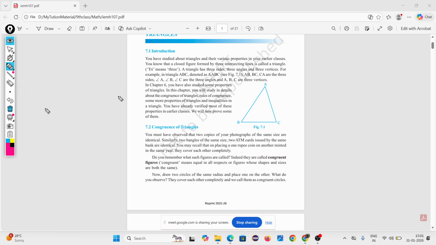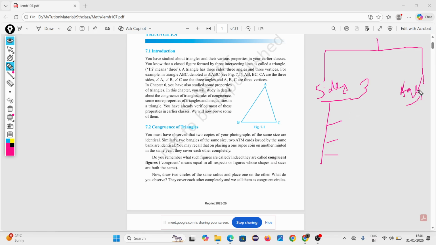Look, triangles are divided into different types on the basis of sides and angles. On the basis of sides, we have three types of triangle. Tell me, what are they? Isosceles triangle. First, equilateral triangle. Equilateral triangle, isosceles triangle, and scalene triangle.